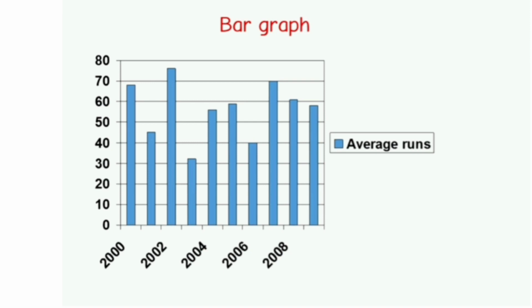Here we know that this graph shows us the average runs that a batsman made each year. As you can see, the average changes every year. You can quickly see how it has increased or decreased over the years. This is a very easy way of analyzing information. Such a presentation of data is known as a bar graph or bar diagram.